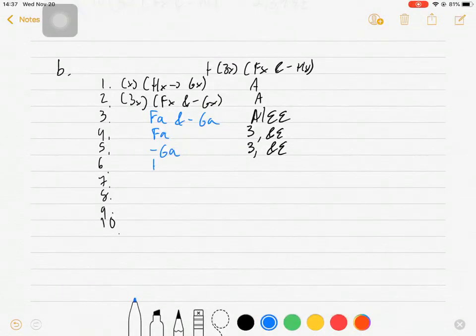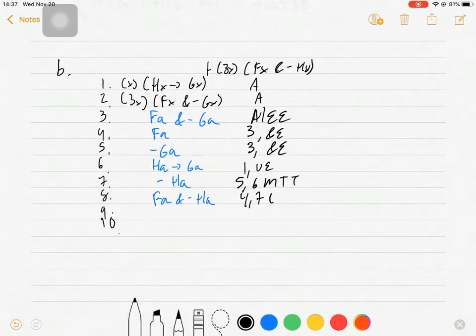Then we can go back and do our UE, HA, arrow, GA. That'll give us negation HA. That's going to be from 5 and 6, and this is an MTT this time instead of MPP. Then we need to put the FA and the negation HA together. 4, 7, and introduction. Then we can do EI. So with EI, we're going to write EX, FX, and negation HX. So what we've done is we've replaced the A with an X in each case.